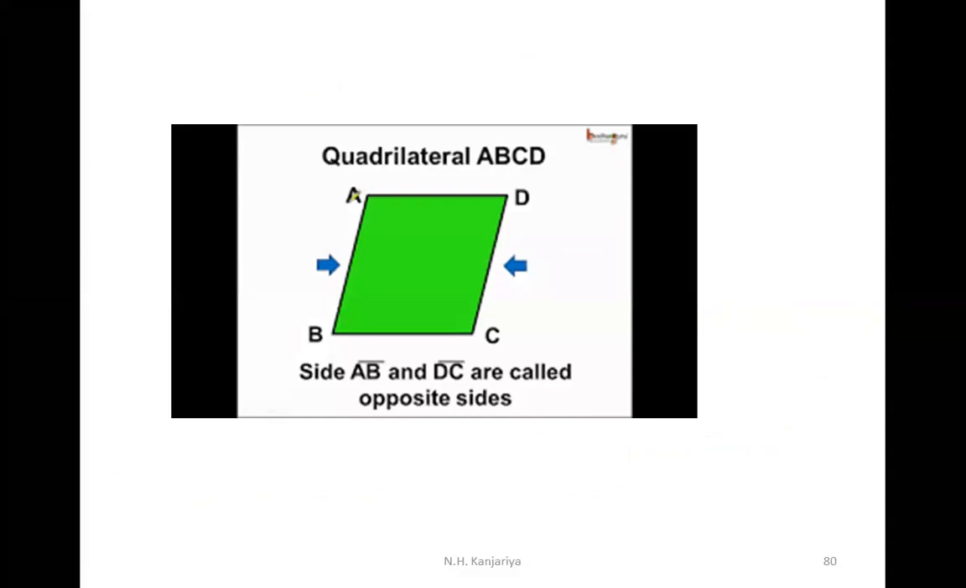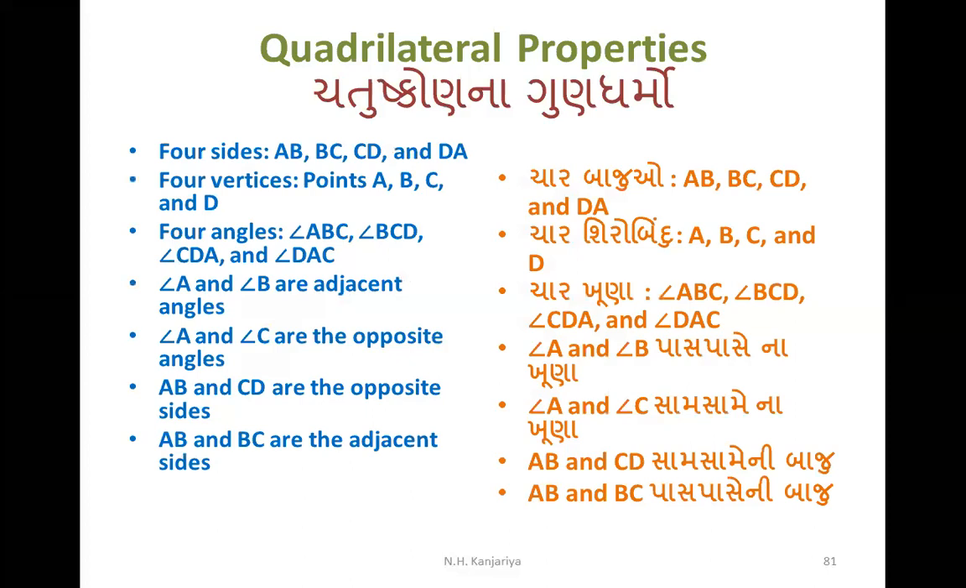Okay, so AB and CD, yes, DC, both are opposite. Similarly, look at AD and BC: these two sides are also opposite to each other. Now, these are the properties you need to remember. A quadrilateral has 4 sides, 4 vertices, and 4 angles.